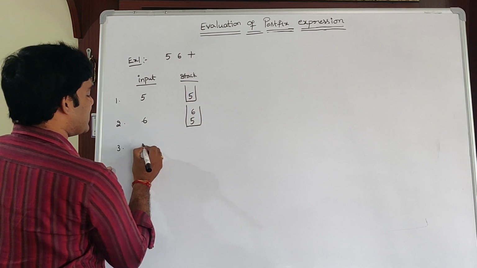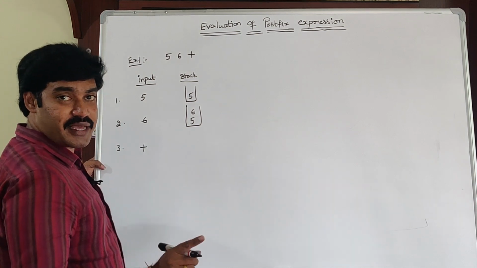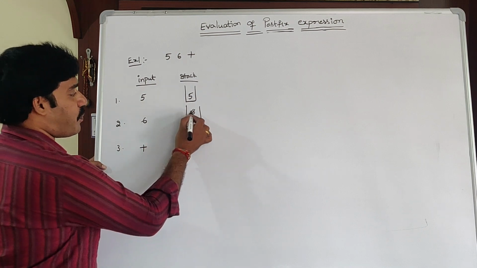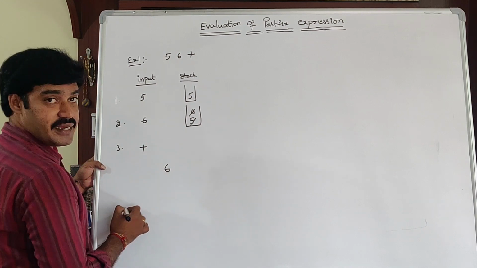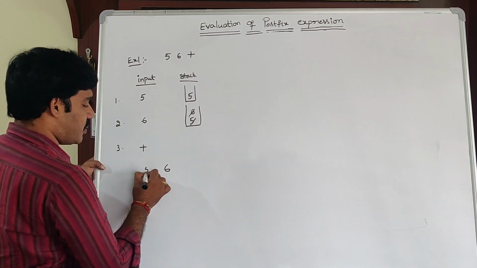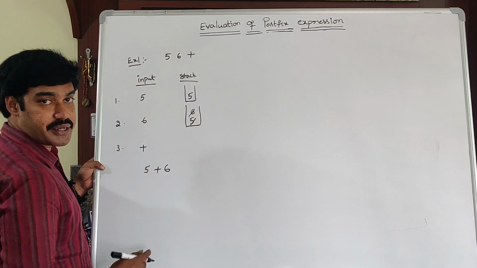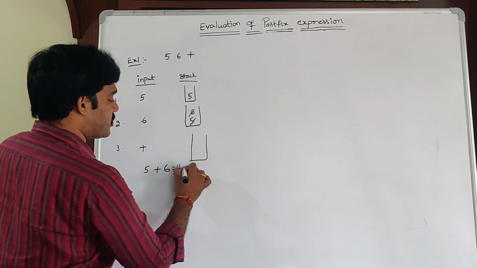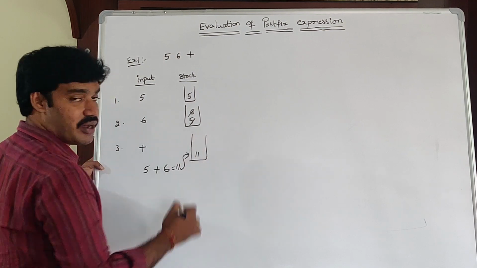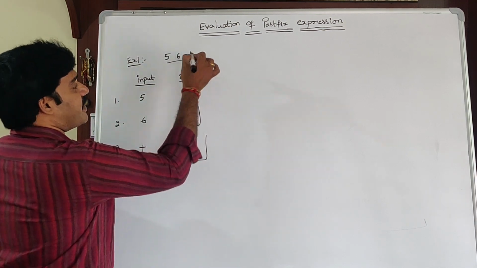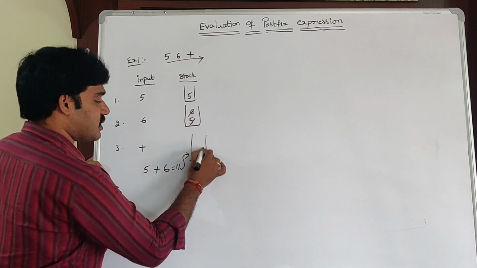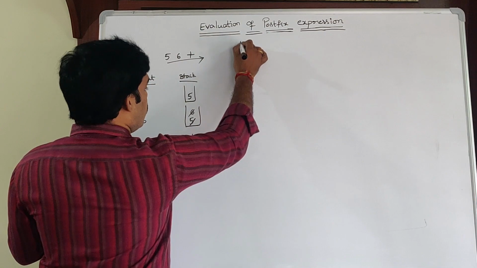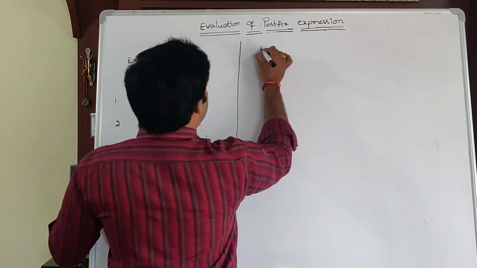Third one is plus. Plus is an operator, then pop the topmost 2 elements from the stack. First popped element is placed on the right hand side and the second popped element is placed on the left hand side of that operator. 5 plus 6 is 11. Push this result into the stack, that is 11. When an expression ended, the value in the stack is the final result, that is 11 is the answer. Next, consider one more example. Example 2.